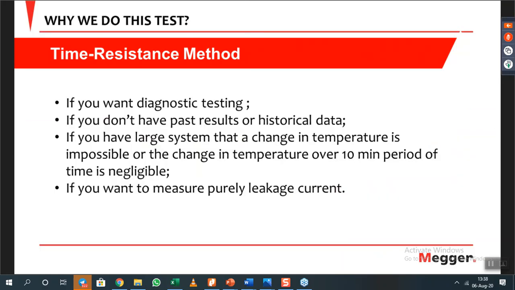So why we do this test? A summary of my presentation. So time resistance method, this is if you want diagnostic testing. This PI and DAR is a must if you don't have past test result or historical data. Or if you have large system that a change in temperature is impossible, meaning not impossible, but it's negligible, or the change in temperature over 10-minute period time is negligible. So you can do this polarization index test. And if you want to measure just purely leakage current, then you must do this PI or DAR.